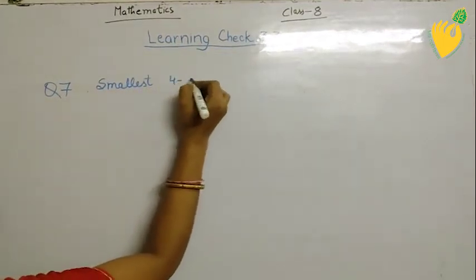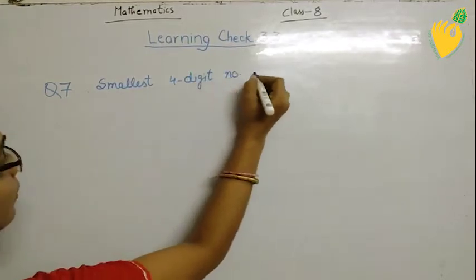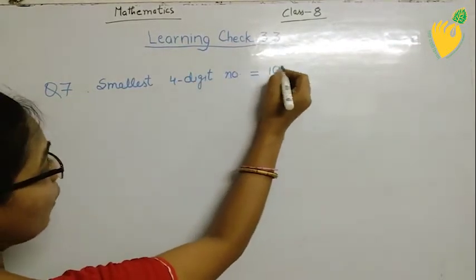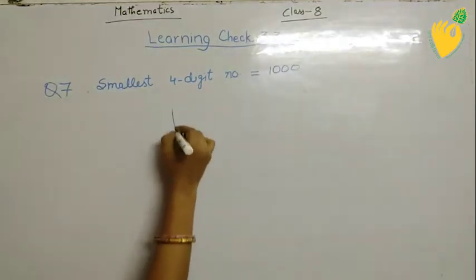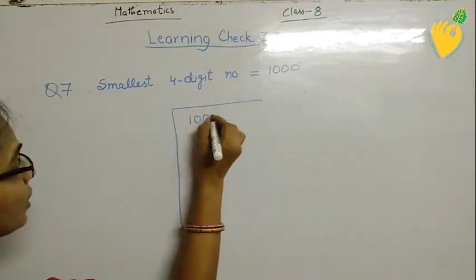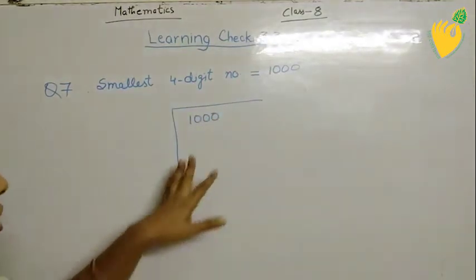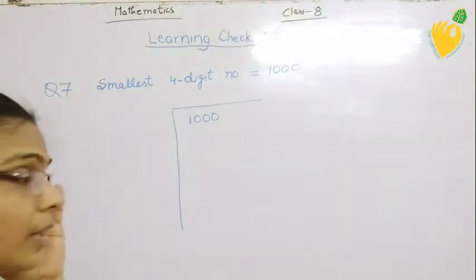smallest 4 digit number, which is 1000. 1000 has 4 digits. So what you will do, you will first find the square root of 1000. One more thing, students, 1000 has 3 zeros, so it is not a perfect square of any number.